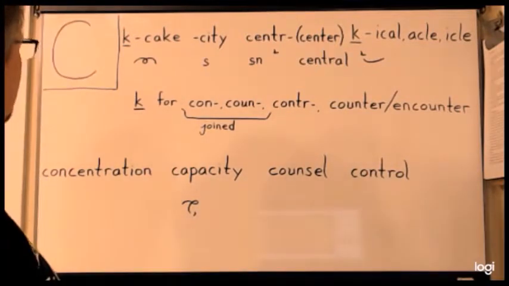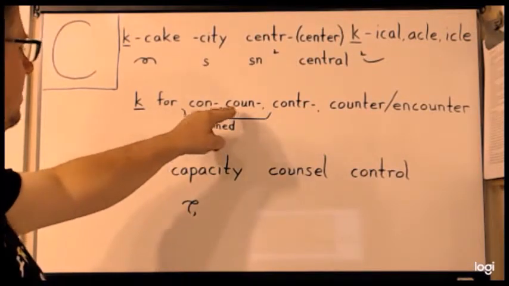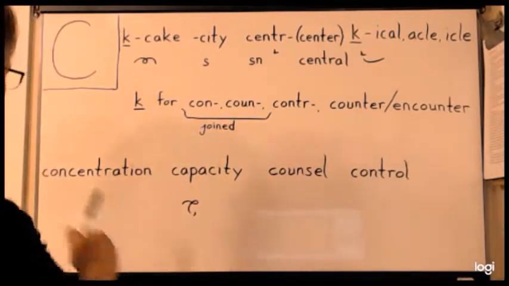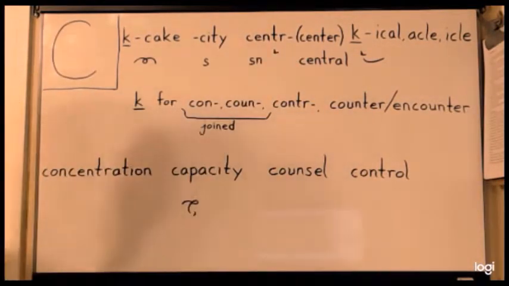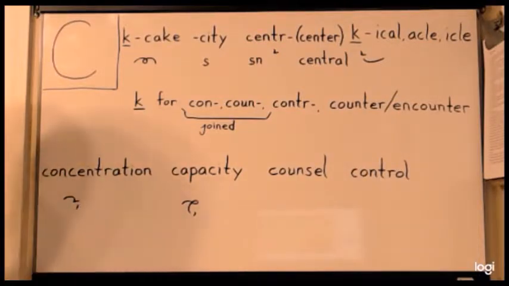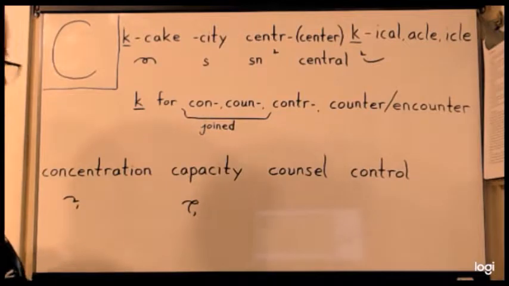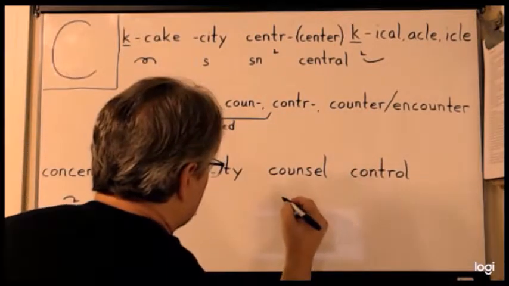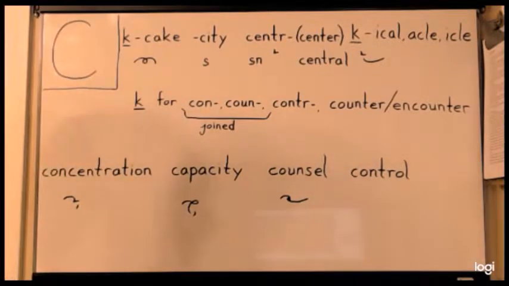The K can also stand for the joined prefixes con and coun. So we will start with writing concentration, and this also has the center in there too. So it's going to look like this. It's going to be the K, the S and the N, then the shun, concentration. And for the word counsel, for C-O-U-N, it's the joined K, the S, E, and L for counsel.